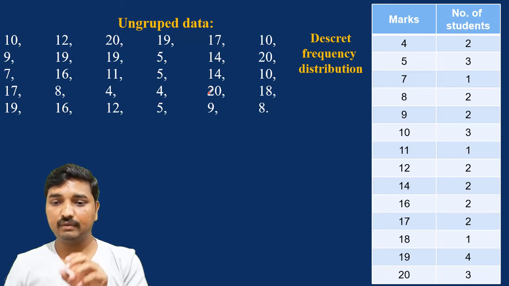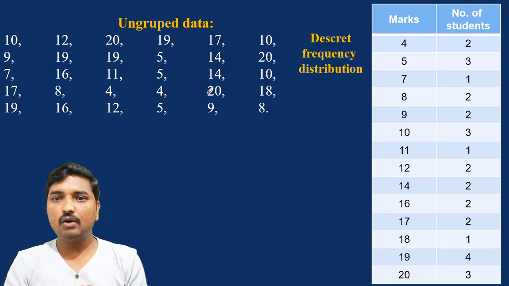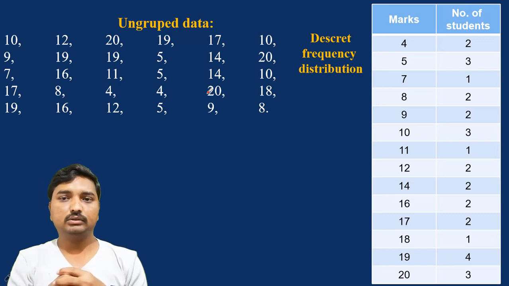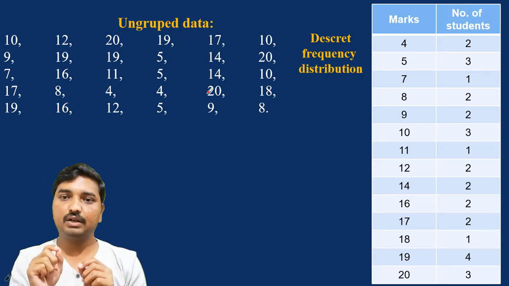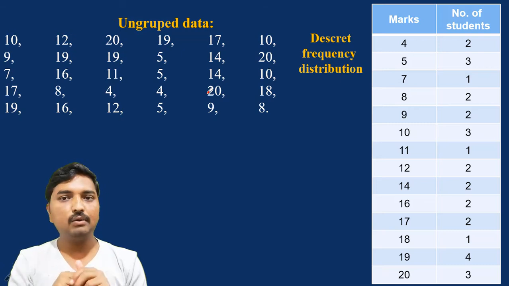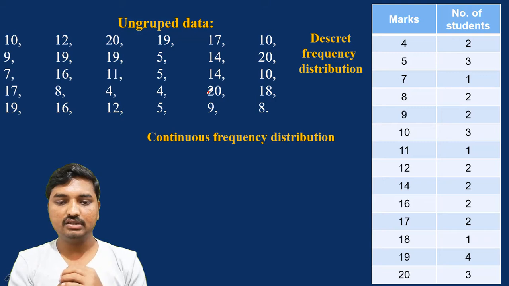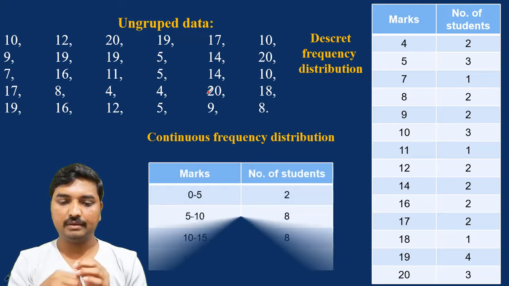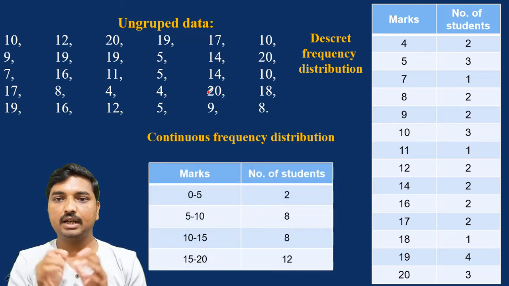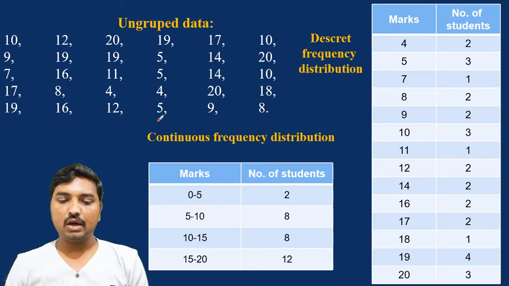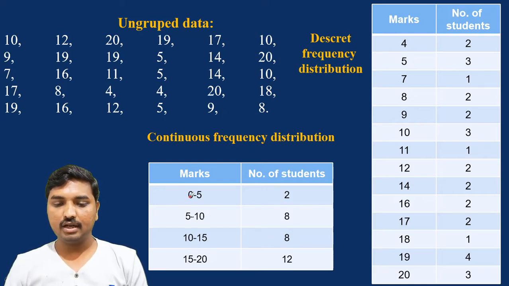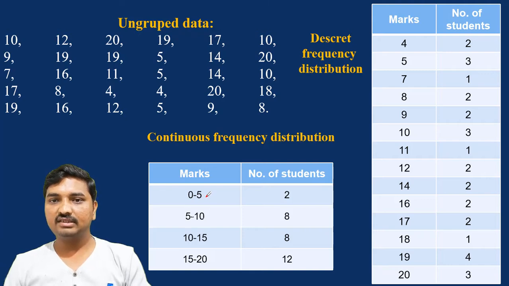Now I will look at one more method called continuous frequency distribution. Let us look at the table, then we can understand what a continuous frequency distribution is. This is a continuous frequency distribution. Now look here, in the first column, marks, I have written 0 to 5. This is the range. Now you need to count how many students secured marks from 0 to 5.